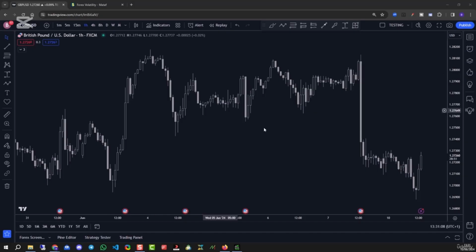In this video, we're going to look at big moves and the big retracements that follow. So let's just start off here quickly on the pound US dollar. We can already see some pretty big moves and big retracements.